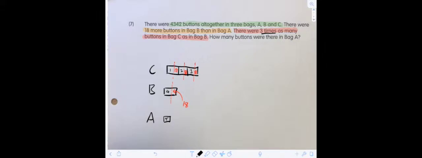plus 1, 2, 3, 4 equal segments of 18. Now with this, some of you might have guessed already, you have enough information to solve your question. The last bit of information belongs to the green highlighted ones. This entire thing here is 4,342 buttons altogether. Now to solve this, first we've got to count how many times the 18 appears. You can do 18 plus 18 plus 18 plus 18, or you can simply take 18 times 4. How much will this get? 72, if I'm not wrong.